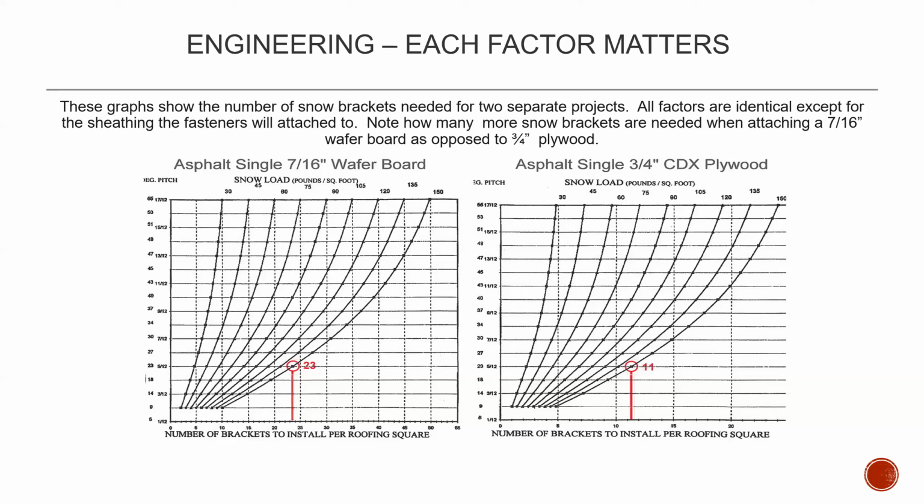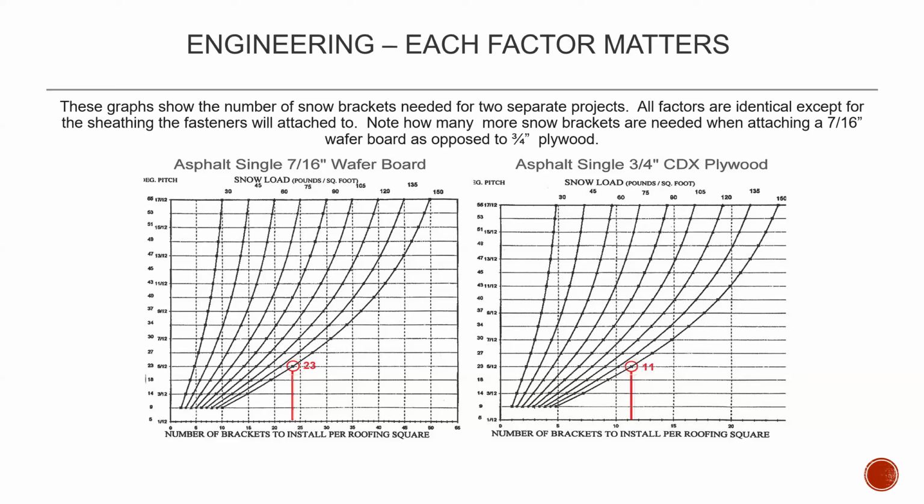The one on the left is 7/16 wafer board. The one on the right is 3/4 inch CDX plywood. Obviously, you're going into a stronger material with the CDX plywood, so you are needing fewer brackets. We can only be as strong as the material that we are attaching to.